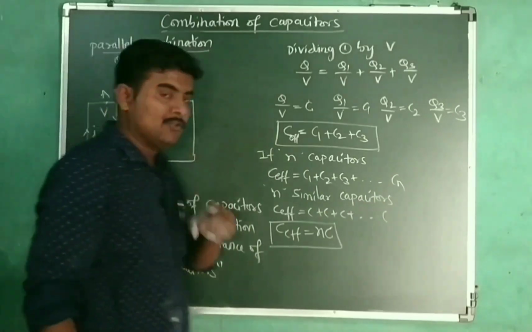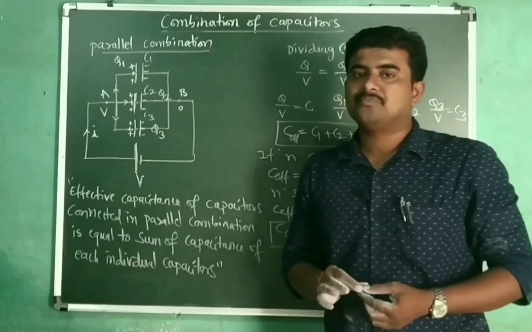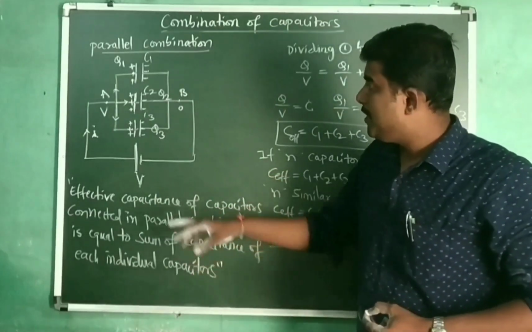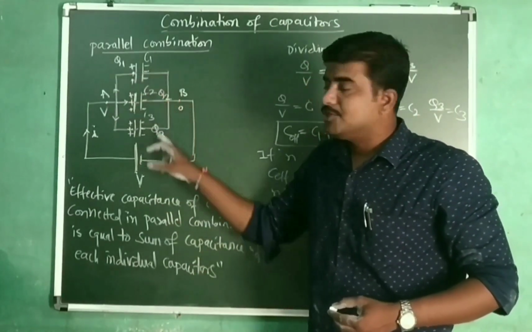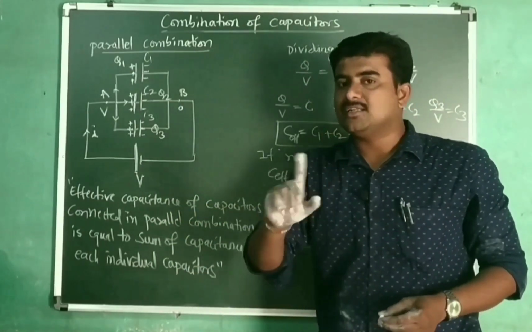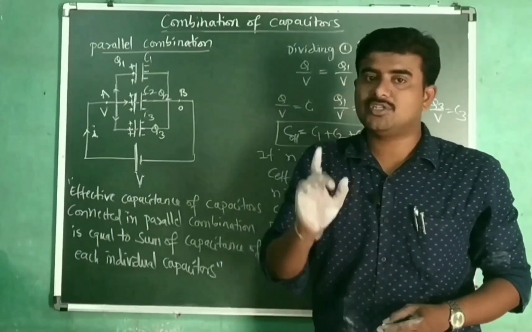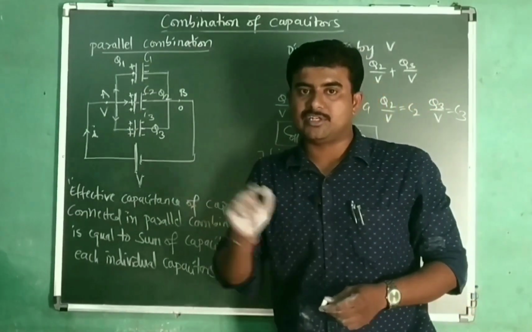Okay. So please do remember, if capacitors are connected in parallel combination, then what is going to remain constant? Potential difference is going to remain constant. And what changes? The quantity of charge changes. In series combination, the quantity of charge is going to remain the same. Potential difference is going to vary from capacitor to capacitor.